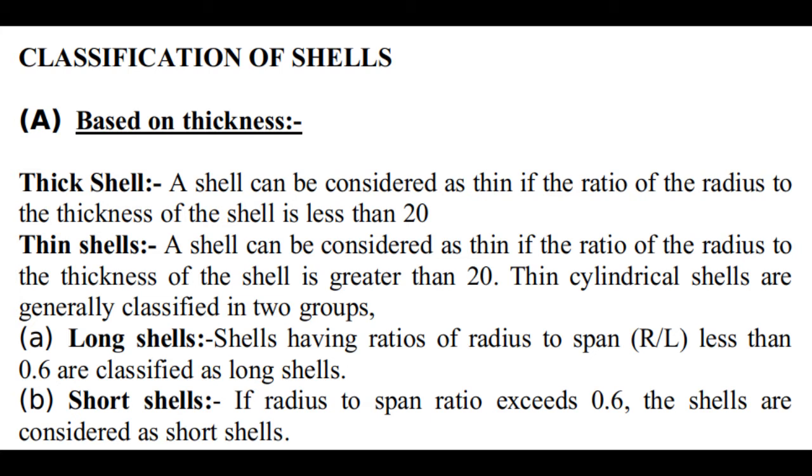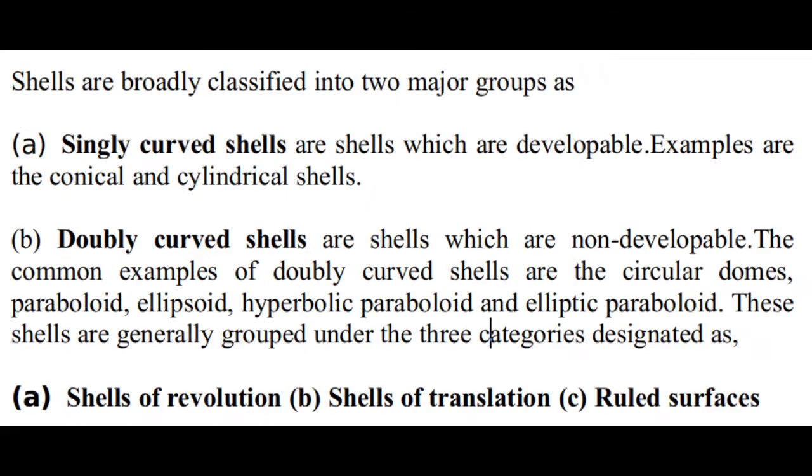A long shell is one where the radius to span ratio is less than 0.6, that is, radius to span less than 0.6. A short shell is one where the radius by span exceeds or is more than 0.6.